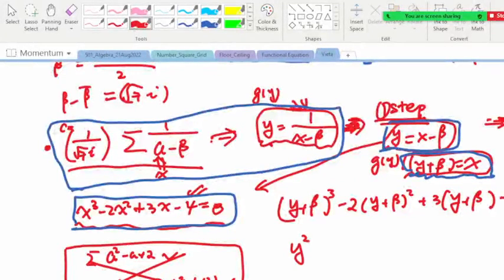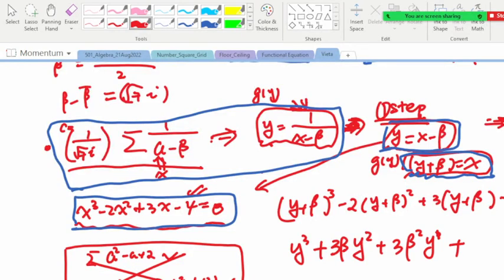My screen's a bit glitchy. Is it better now? Sometimes it pauses. How about now? It's working a little. Okay.